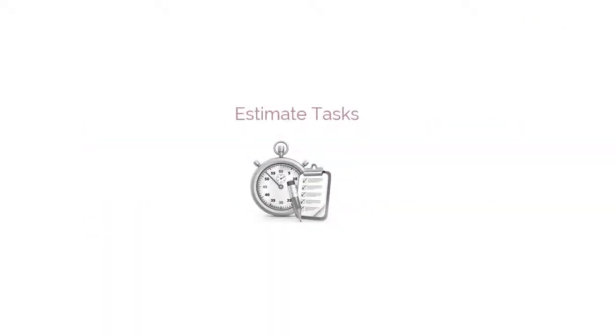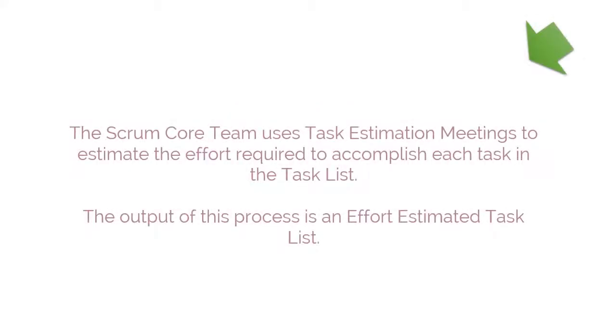The next process is Estimate Tasks. In this process, the Scrum Core Team uses task estimation meetings to estimate the effort required to accomplish each task in the task list. The output of this process is an effort-estimated task list.